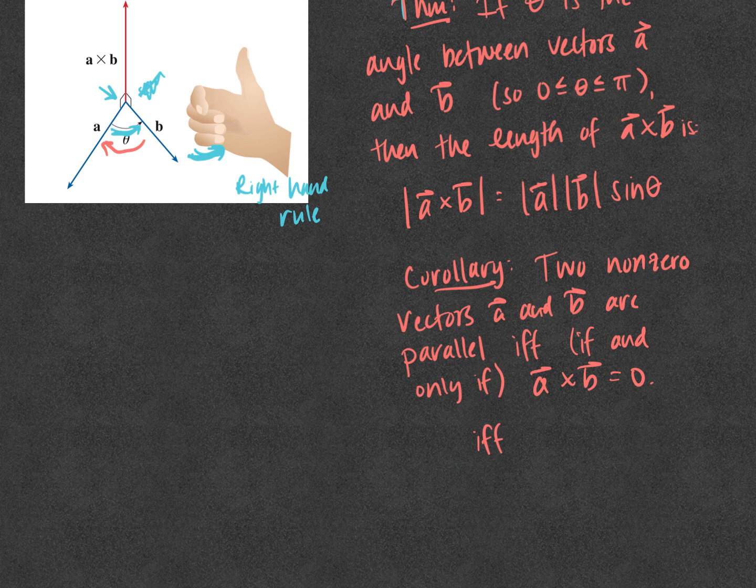Now, an if and only if comes from up above. An if and only if means the if-then this way, and the if-then this way. So we're going to read the first if-then: two non-zero vectors are parallel if A cross B is 0. And we're going to read it backwards: if A cross B equals 0, then the two vectors are parallel. So an if and only if is a great conditional statement because it can be read both ways and used both ways. So that's important here.